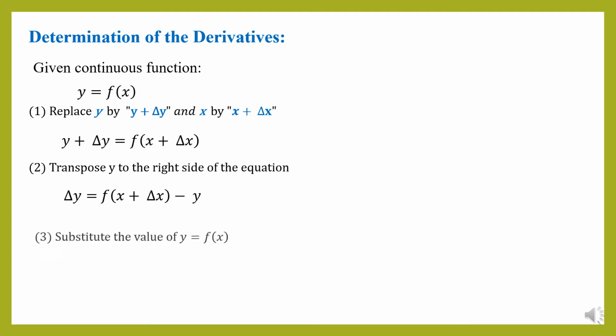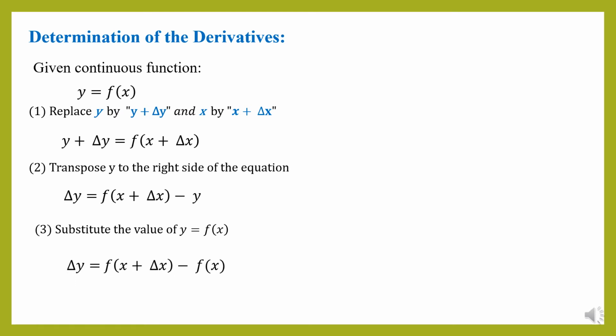Just substitute the value of y in terms of x, and in this case, the value of y from the given function is f(x). So therefore, we now have increment of y is equal to f(x plus increment of x) minus f(x). Then the fourth one, just divide the entire equation by increment of x.